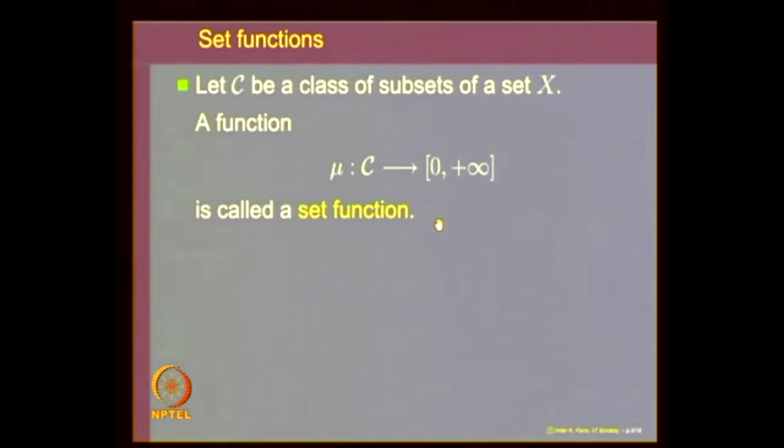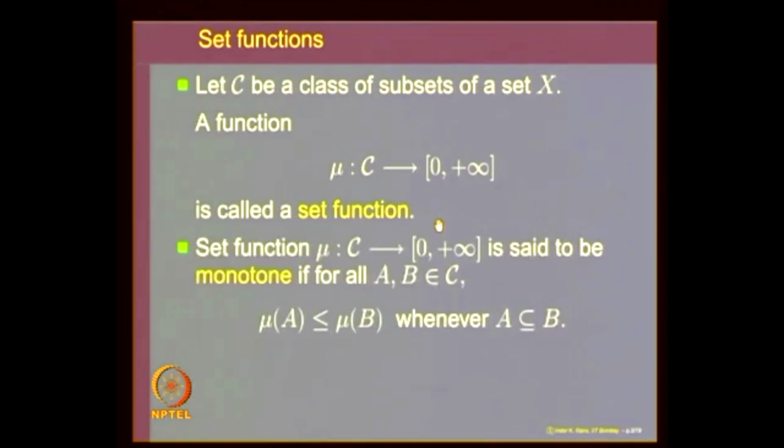Next we will be looking at some special properties; we will be analyzing such functions. So let us define a set function mu, of course where C is a collection of subsets of a set X and 0 to plus infinity the non-negative extended real numbers. So a set function mu is said to be monotone if it has the following property, namely for any two sets A and B in C, mu of A is less than or equal to mu of B whenever A is a subset of B.